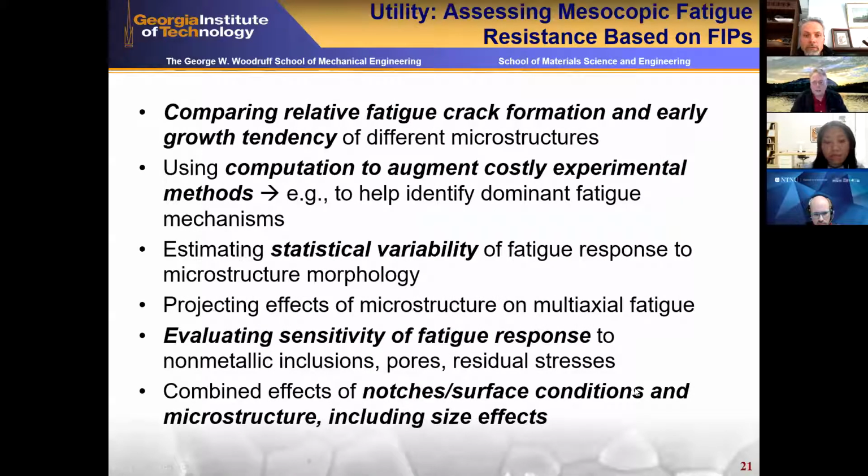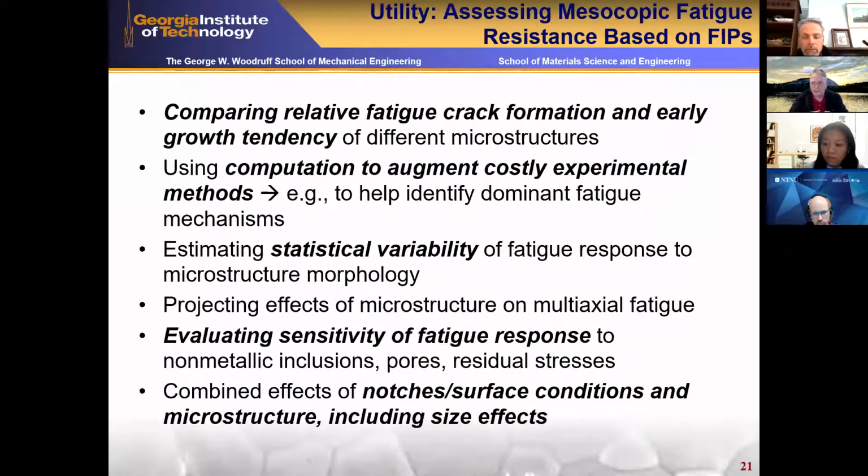Now, I want to emphasize that what I've talked about so far has really focused on a relative comparison of different microstructures in terms of fatigue resistance. That's where we see this technology as being most applicable right now. We can envision it as well to augment experimental strategies to identify dominant fatigue mechanisms at different amplitudes and stress states. Of course, it has a major role in estimating statistical variability of fatigue response as a function of microstructure, and also on projecting effects of microstructure in combined stress states.